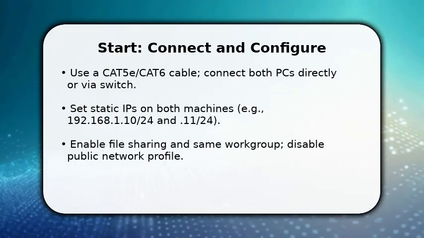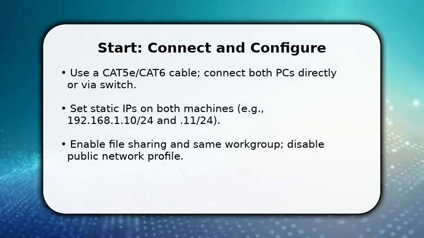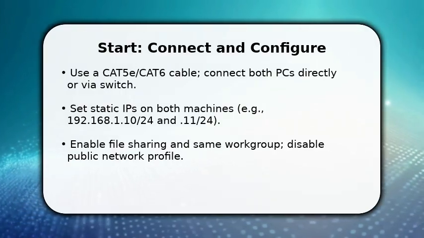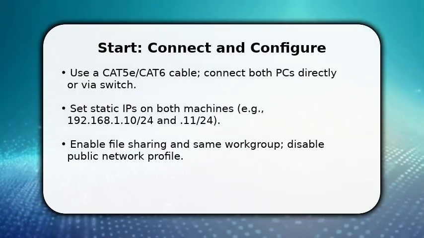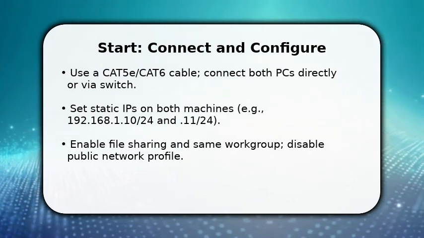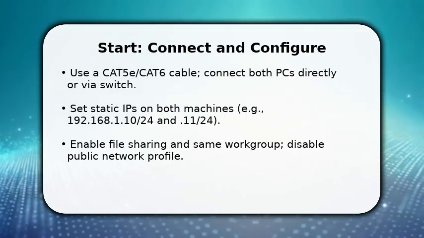Once done, enable file sharing and set both systems to the same workgroup and a private network profile. This makes permission negotiation simpler. Make sure firewall rules allow SMB or the protocol you'll use, because blocked ports stop transfers before they begin.